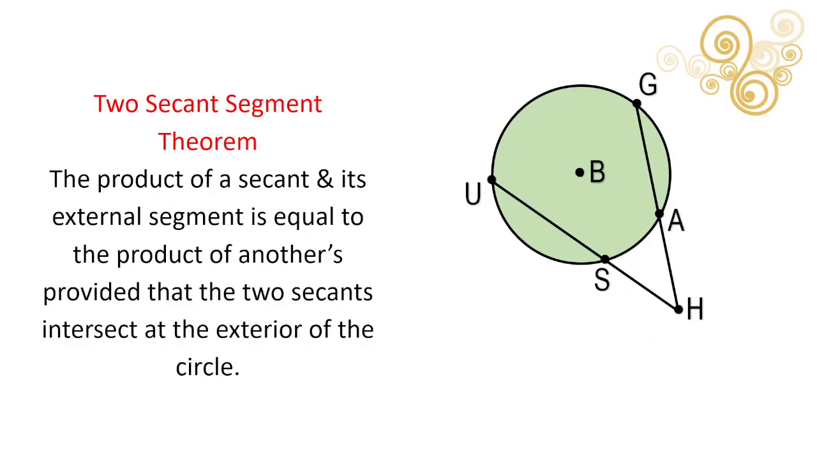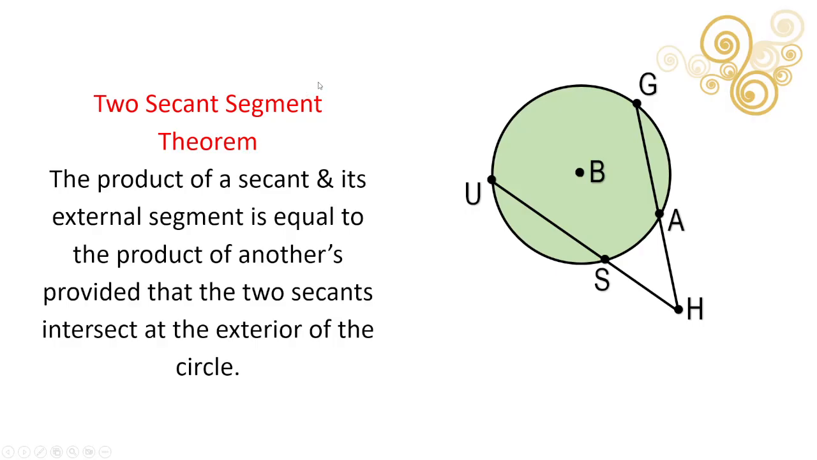Okay, let's move forward to the third theorem. So we have here the two-secant segment theorem. Literally, you have two secants drawn from the same external point towards a common circle. Say HS, HU rather, and HG. These are the secants. And what's the idea of the theorem?